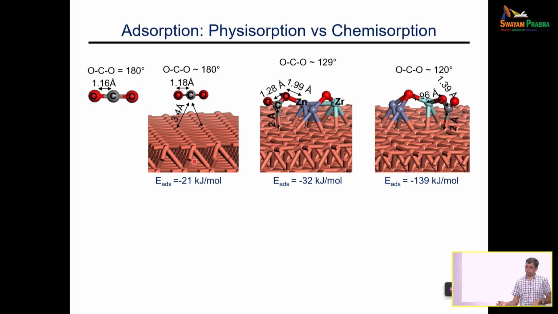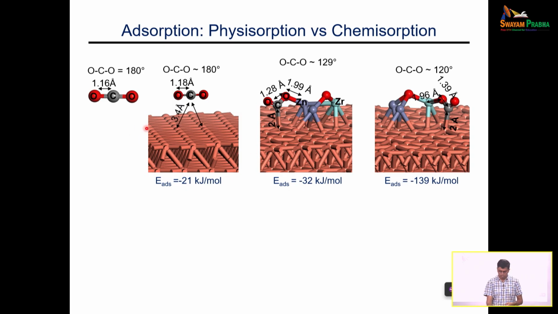This is a CO2 molecule. In the gas phase, it's a linear molecule. This is carbon, you have two oxygens. That's a 180-degree angle that you have, and the carbon-oxygen bond is approximately 1.16 angstrom. Small variations are possible, and think about this, everything else apart from the CO2 that you see as a catalyst or an adsorbent.